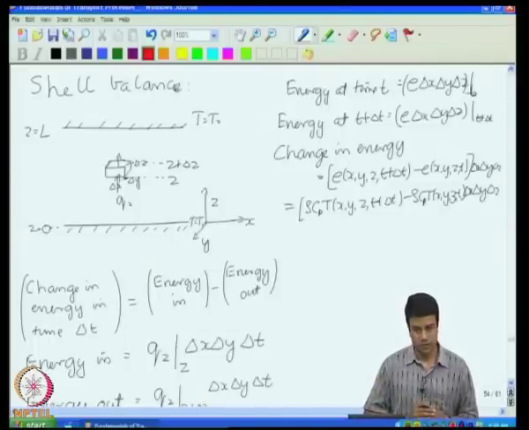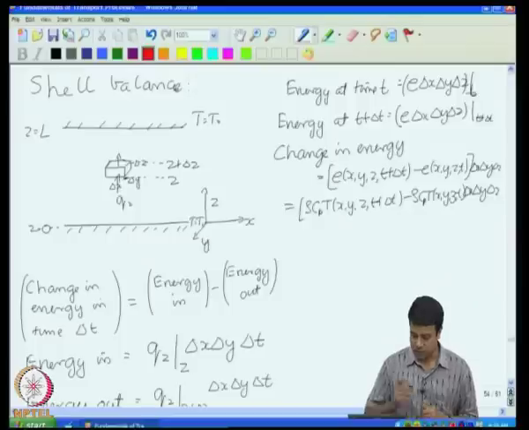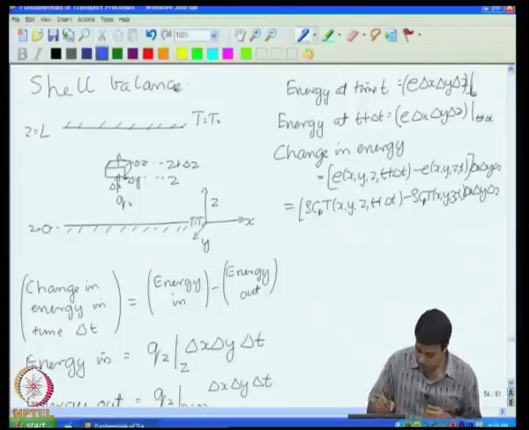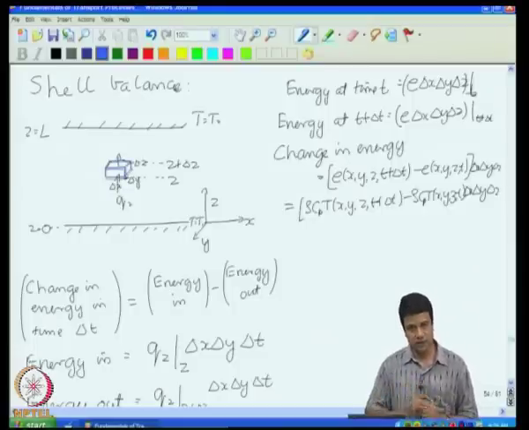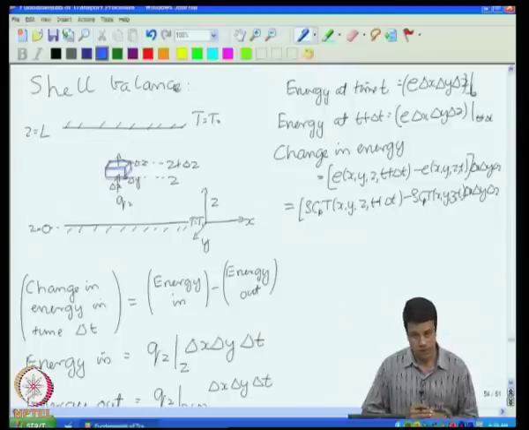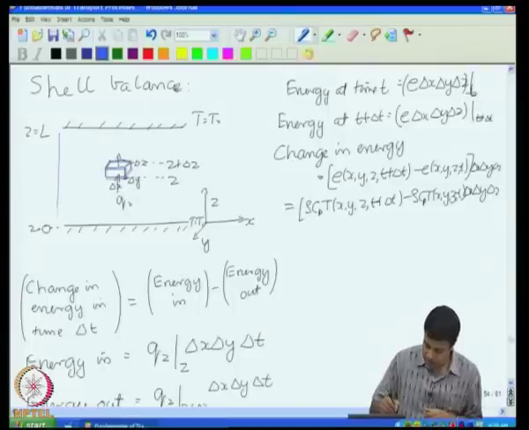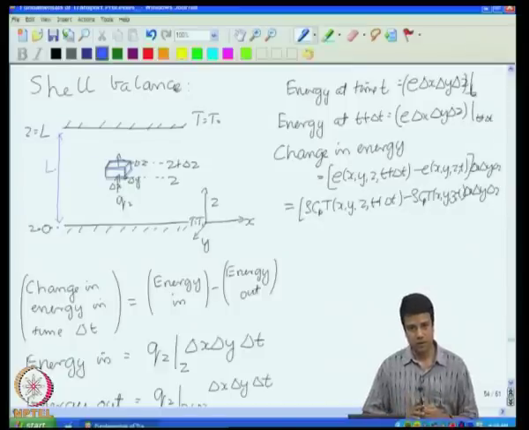The idea is as follows. We write a balance equation for a small differential volume within the fluid. We assume that the length, the thickness of this volume, as well as the area of this volume, is small compared to the macroscopic scale, which in this case is the total length L. It has to be small compared to L, but it has to be large enough that the continuum approximation is valid.